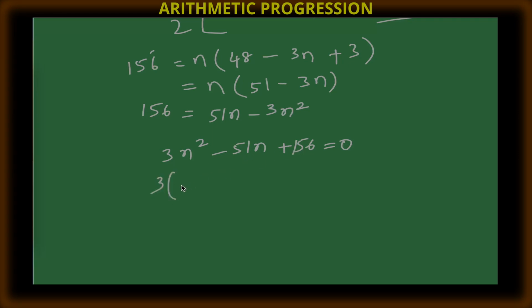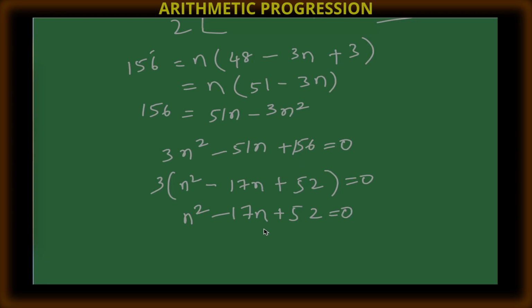Let's bring the common term outside. 3n square minus, so 351. How many times does it go? It goes 17 times. Yes, 17n plus 156. How many times? If I say it goes around 52 times, is equal to 0. So dividing both sides by 3, 0 divided by 3 is 0. So it becomes the quadratic equation n square minus 17n plus 52 is equal to 0.